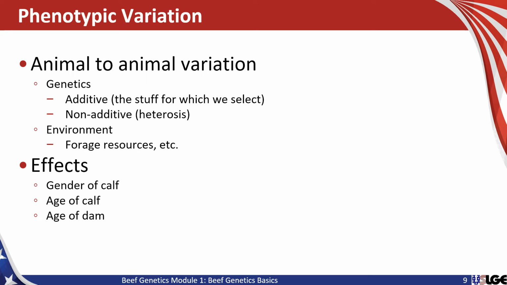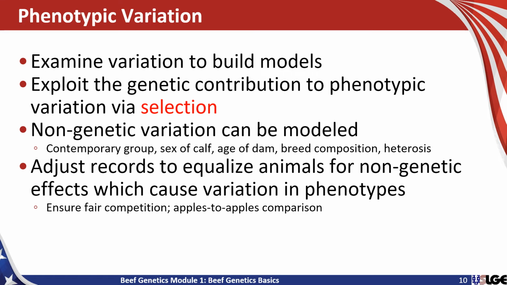The effects that we model in our genetic evaluation system include things like the gender of the calf, the age of the calf. We know that older calves typically weigh more than younger calves, and things like age of dam. We know that calves born to younger cows typically weigh less at weaning time than calves of older, more mature cows. So we examine the variation that exists between individual animal phenotypes to help build our models.